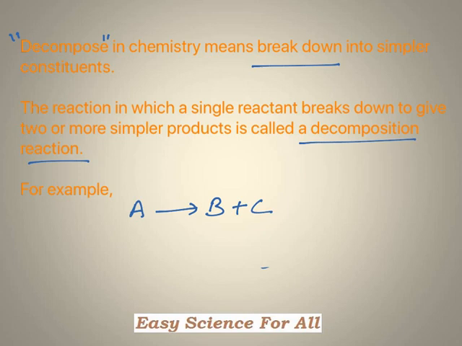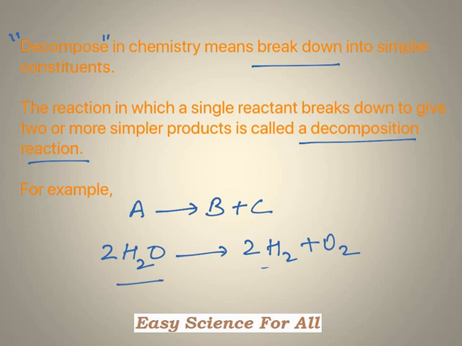One more example, for example, if I pass electricity through water, the outcome would be hydrogen and oxygen. Again, here a single reactant is breaking down into two products. There can be instances where more than two products are formed. So any such reaction will be called a decomposition reaction.